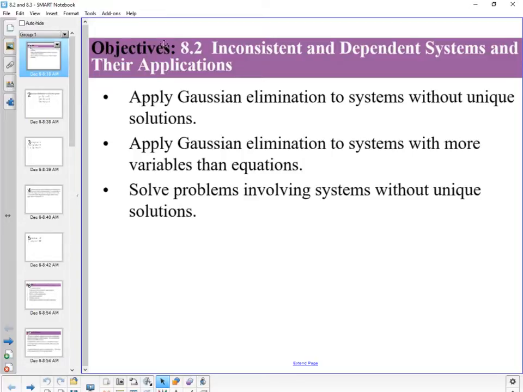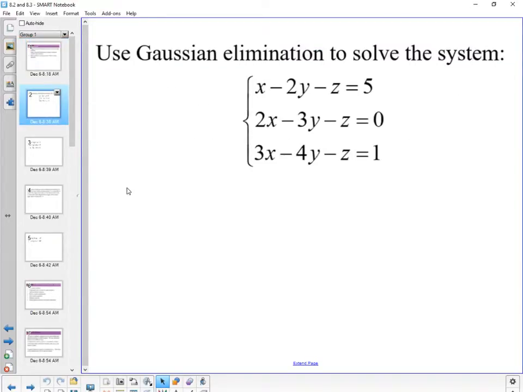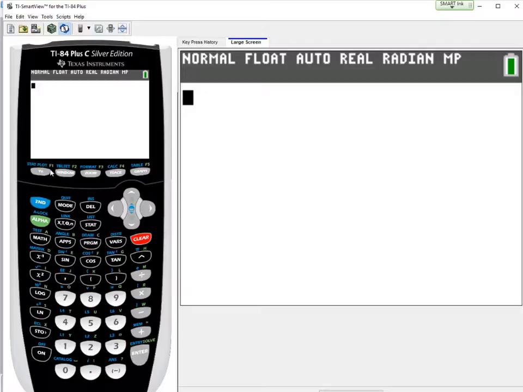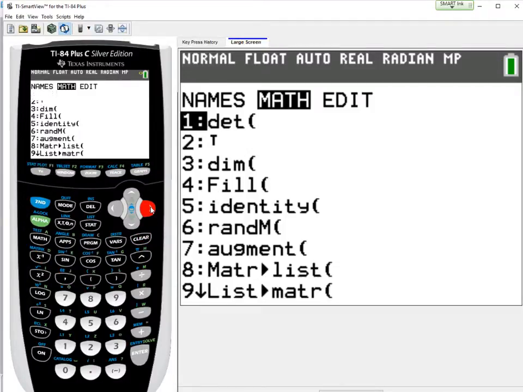So let's do this. Now, I'm just going to show you the easy way. You can go through the processes if you want. It's totally up to you, okay? But I'm going to use my handy dandy calculator because I love my tool. So I'm going to go second, matrix, over to edit.